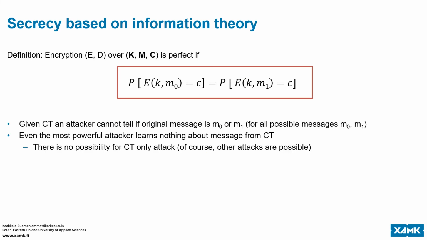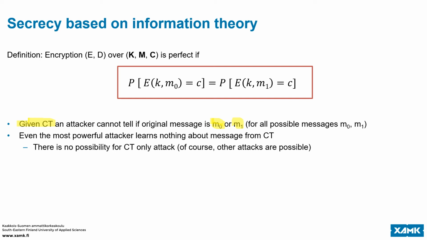So why is it important that the probability for a certain ciphertext to appear from the encryption algorithm is the same for all possible messages? Well, this means that if we look at a ciphertext, a possible attacker cannot tell what the original message was, because the probability for all the possible input messages is the same. So even the most powerful attacker doesn't learn anything just by looking at the ciphertext.